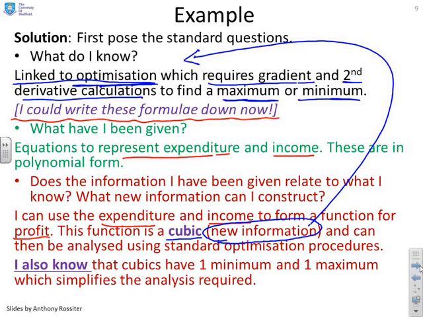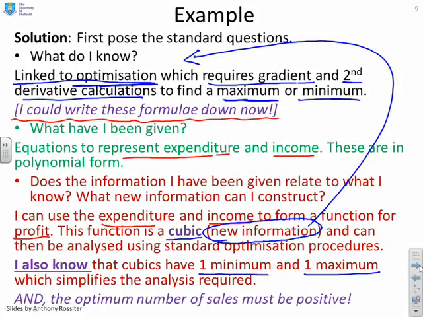So here's an example. I know that cubics have got one minimum and one maximum, or possibly in some cases neither a minimum or a maximum, but we'll assume for now that it's a cubic which does have one minimum and one maximum. And knowing that will simplify the analysis I have to do. And finally, here's an interesting piece of information that you might say has come out of the blue a bit, but this is using engineering common sense. I also know that the optimum number of sales must be positive. All right, that might be rather obvious, but if you write that piece of information down, you'll find it helps.